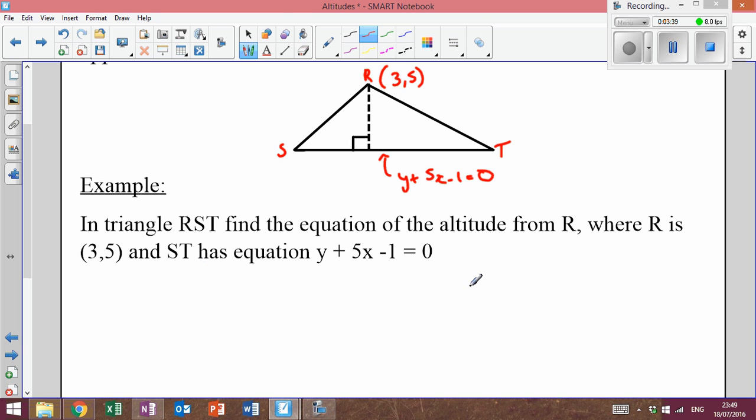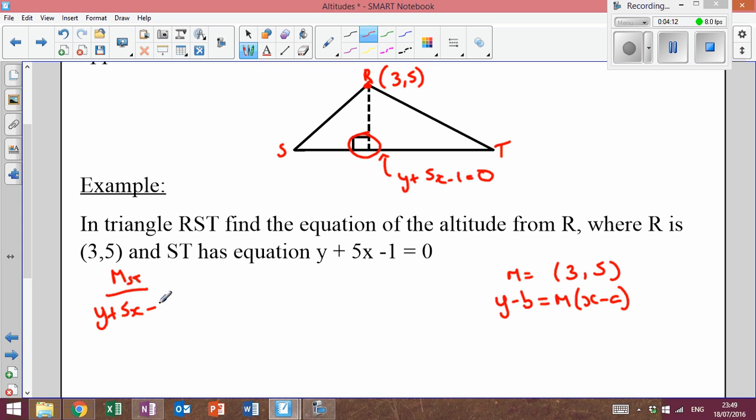So I'm looking for the equation of a straight line. Brilliant, I know that at the end somewhere I'm going to be using y minus b equals m times x minus a, which means I'm going to need a gradient and I'm going to need a point. For that dotted line, the point R is already on that dotted line, so I don't need to worry about a point. I just need to worry about the gradient. Now, an important fact about an altitude is that it's at right angles to this line here. So for the gradient of ST, I don't have two points to use, but I do know the equation, y plus 5x minus 1 equals 0.